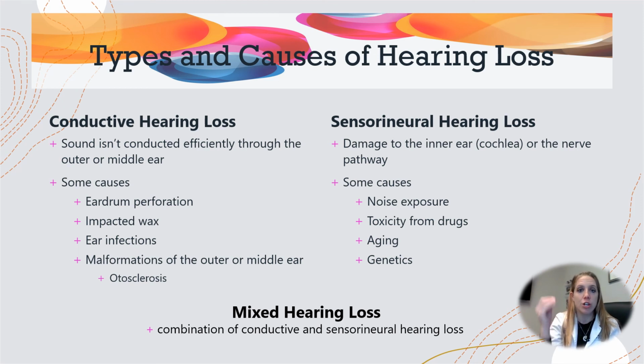Conductive hearing loss is when your nerve is actually okay, but somewhere in the outer or the middle ear, the sound is not efficiently conducted to the nerve. You could have an earwax problem, a hole in your eardrum, or ear infections, that sort of thing that hurts the way sound is conducted. And then a mixed hearing loss is the combination of the two.